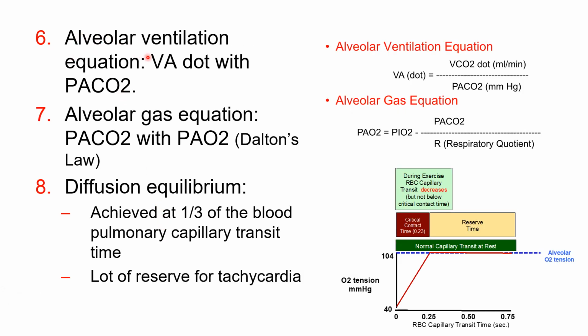The alveolar ventilation equation, as shown here, shows you the relationship between VA dot and the alveolar carbon dioxide tension, while the alveolar gas equation shows you the relationship between the alveolar O2 tension and the carbon dioxide tension in the alveoli. Diffusion equilibrium is achieved at 1/3 of the pulmonary capillary blood transit time. We have a lot of reserve for tachycardia.